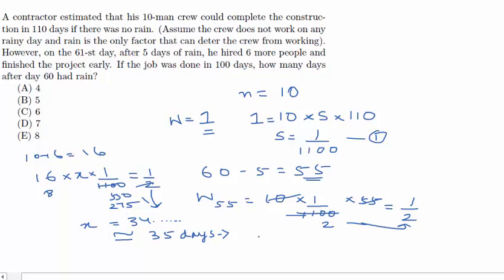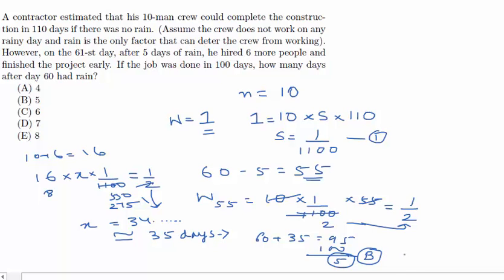But they did the work in 100 days. So 60 plus 35 is 95, but they took 100. So when you subtract 95 from 100, you get 5, which is the answer. That is option B. You need to practice these kind of questions.